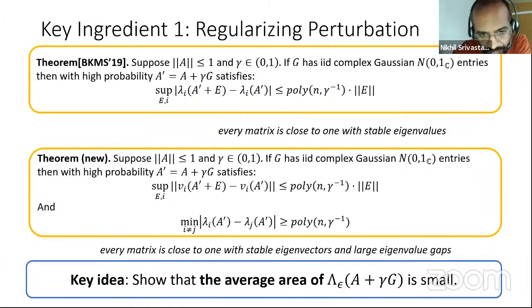The key idea in the theorems is to have a proof that is agnostic to the locations of the eigenvalues. It's very hard to study the locations of the eigenvalues because they're unstable. So instead, the key idea is to study the area of the pseudospectra. The key probabilistic idea in the proof is to show that on adding a random perturbation, the average area of the epsilon pseudospectrum of the regularized matrix A plus gamma G is small. And we're able to compute this area even though we don't know where the eigenvalues are. So that's the key idea in the proof of these theorems.